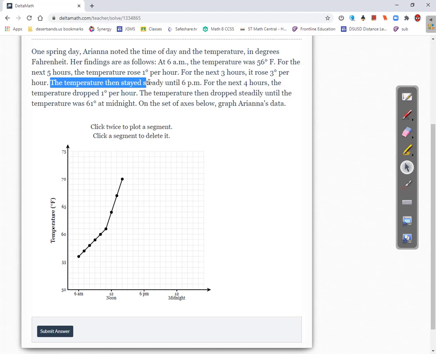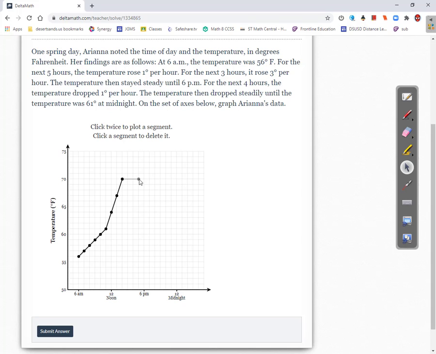The temperature then stayed steady until 6 p.m. So this is like in the last example where there was snow and it said that the storm stopped, so it was a horizontal line. Or in the first example, it talked about stopping at the bank or the store. So in this case, we're looking for a horizontal line.